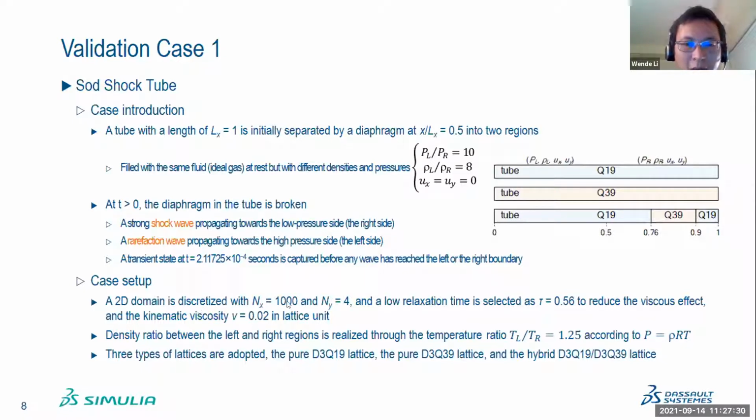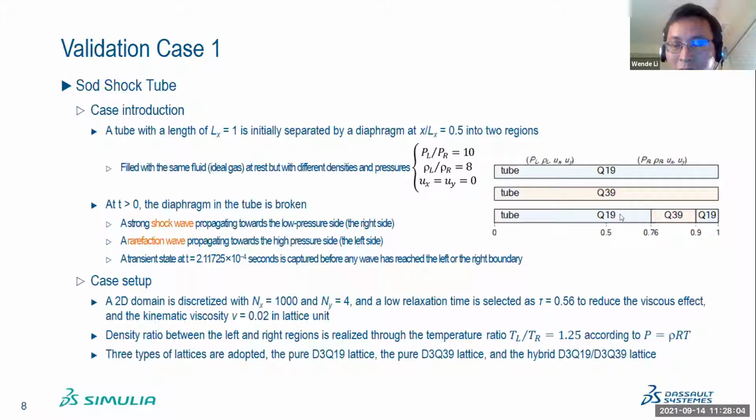This is our case setup, 100, 1000, and 4, to represent the 1D Riemann problem. We select a relatively low relaxation time to reduce the viscous effect. And we selected three different kinds of lattices: pure D3Q19 lattice, pure D3Q39 lattice, and hybrid lattice. Between 0.76 and 0.9, we want to put the interface here because there's a shock transition to here.